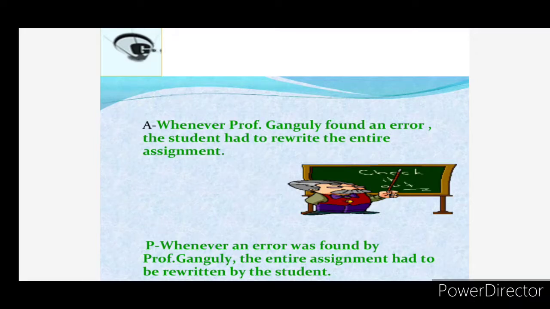Let's have a look at this sentence now. Whenever Professor Ganguly found an error, the student had to rewrite the entire assignment. Whenever an error was found by Professor Ganguly, the entire assignment had to be rewritten by the student. So rewrite will be changed to rewritten, right, because we use the third form of the verb, children.